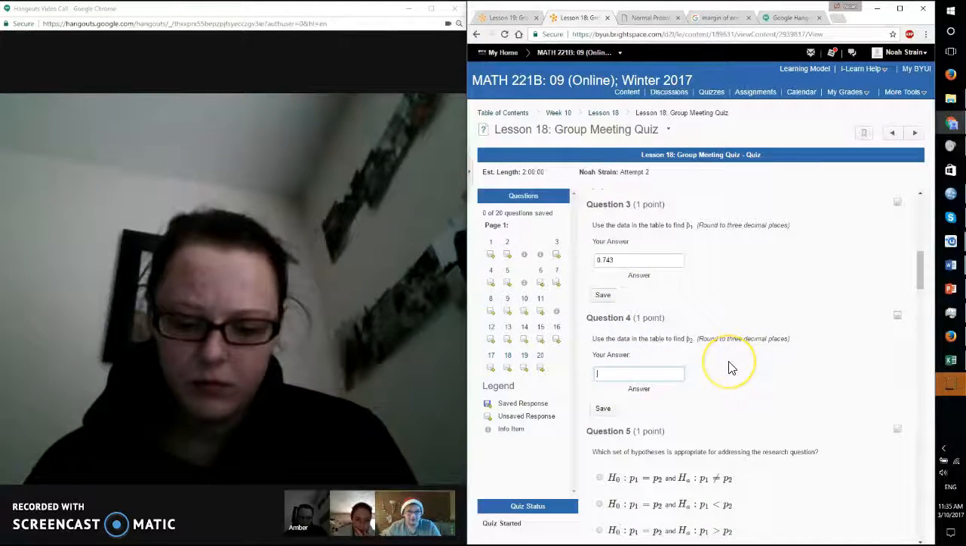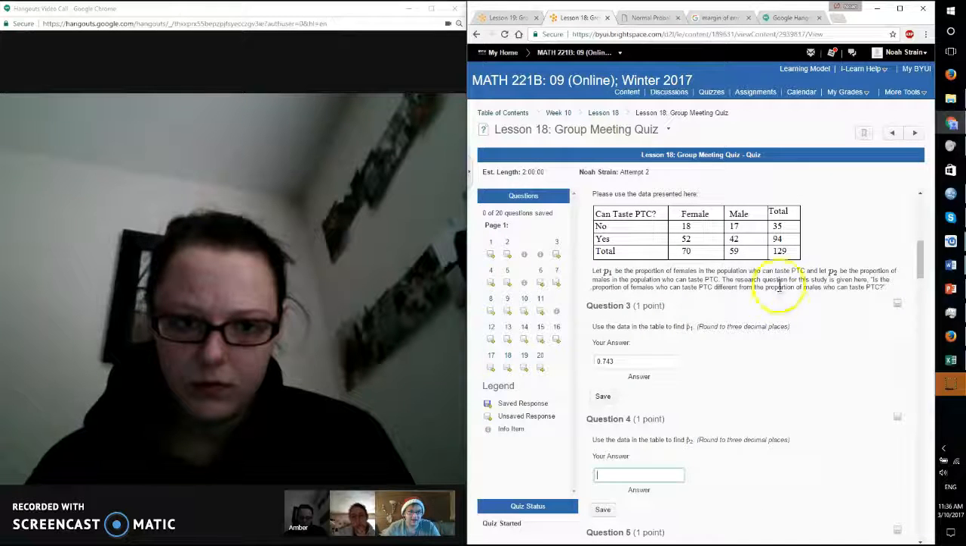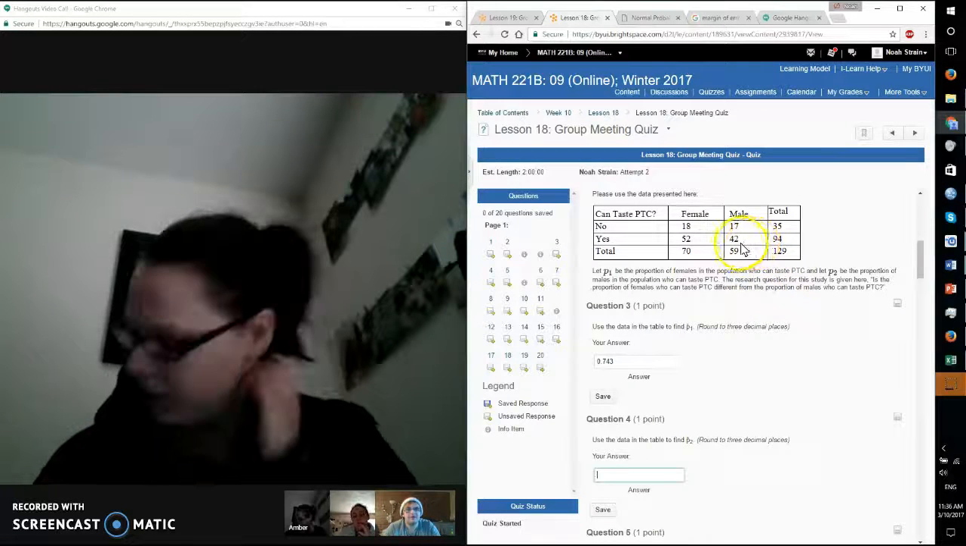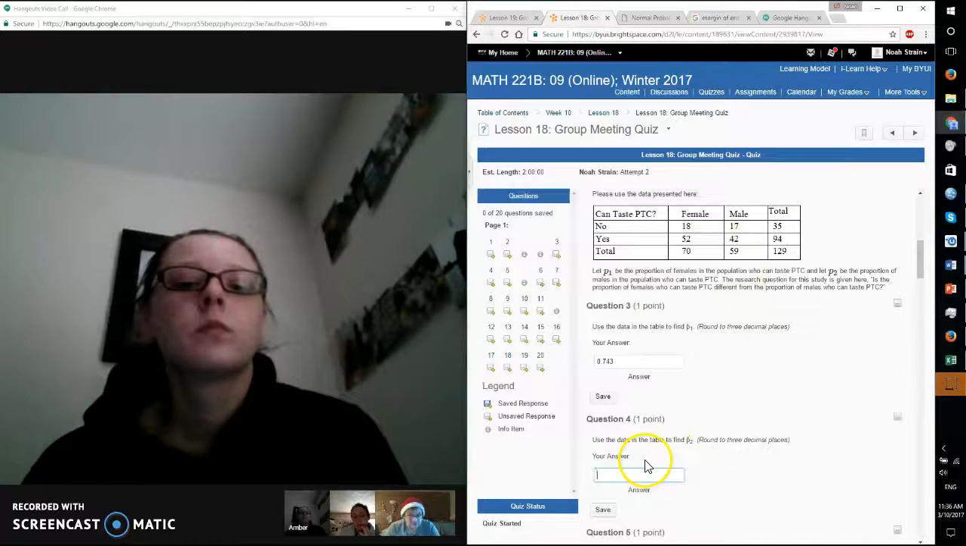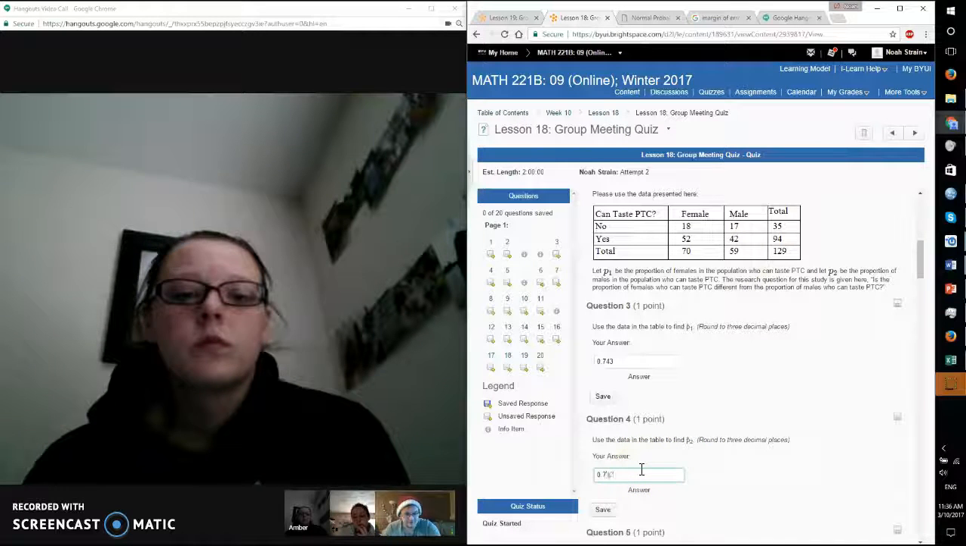And use the data to find p hat 2. So that would be the males, 42 out of 59, which comes to 0.712.